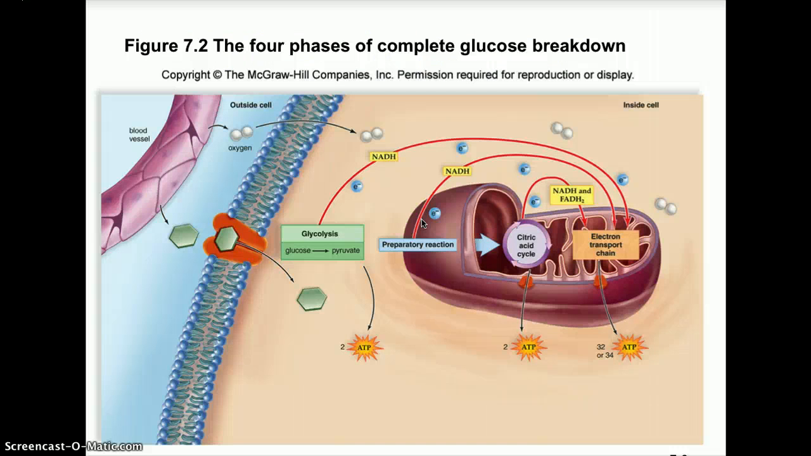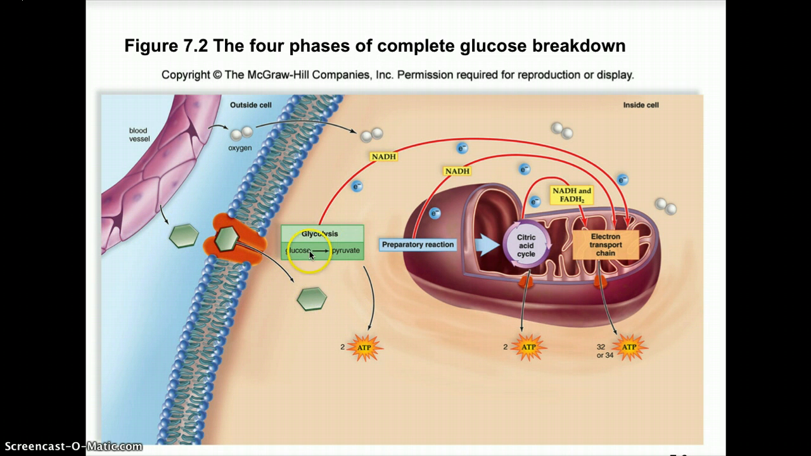So if we look, here are the 4 phases of complete glucose breakdown. Basically, here we have a blood vessel, and from the blood we get oxygen gas being released from hemoglobin, and we get blood sugar being released out, and that enters the cell. Now, oxygen gas can simply diffuse across the membrane, but here we have that glucose molecule coming in through a channel protein, so that would be facilitated diffusion.